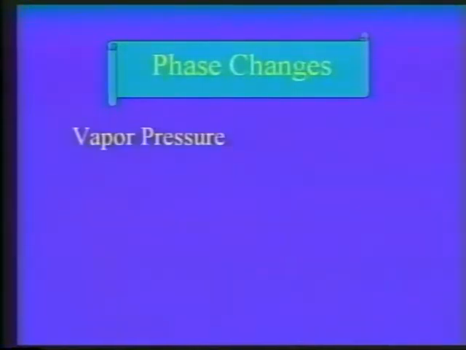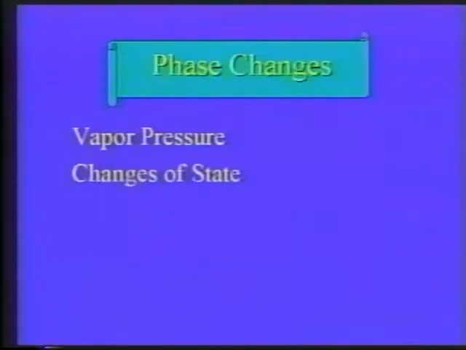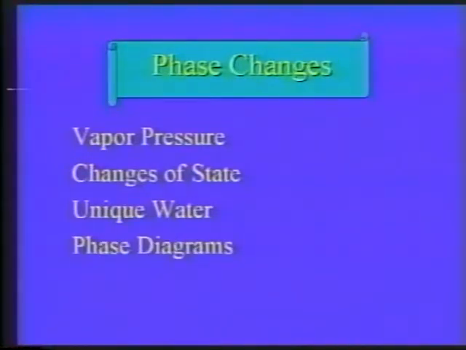Now let's talk about phase changes. When we talk about phase changes, we're going to be talking about a number of topics. We're going to be talking about vapor pressure. We'll talk about changes of state, because when we talk about phase changes, changes of state is what we really think about. But we need to talk about vapor pressure in there, too. We'll talk about some of the unique properties of water. We'll talk about phase diagrams and the information that you can get from a phase diagram. And we'll talk about surface tension, why bugs can walk on water.